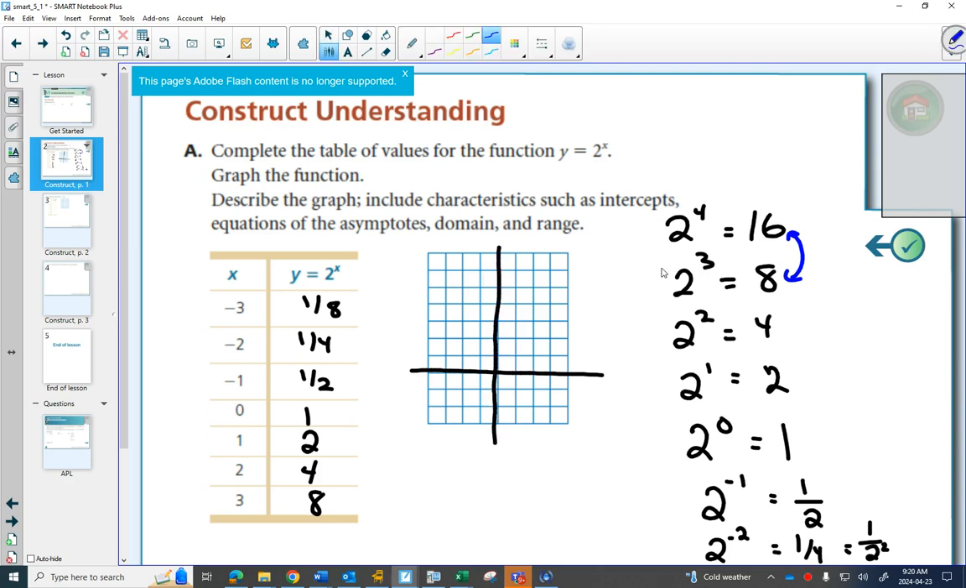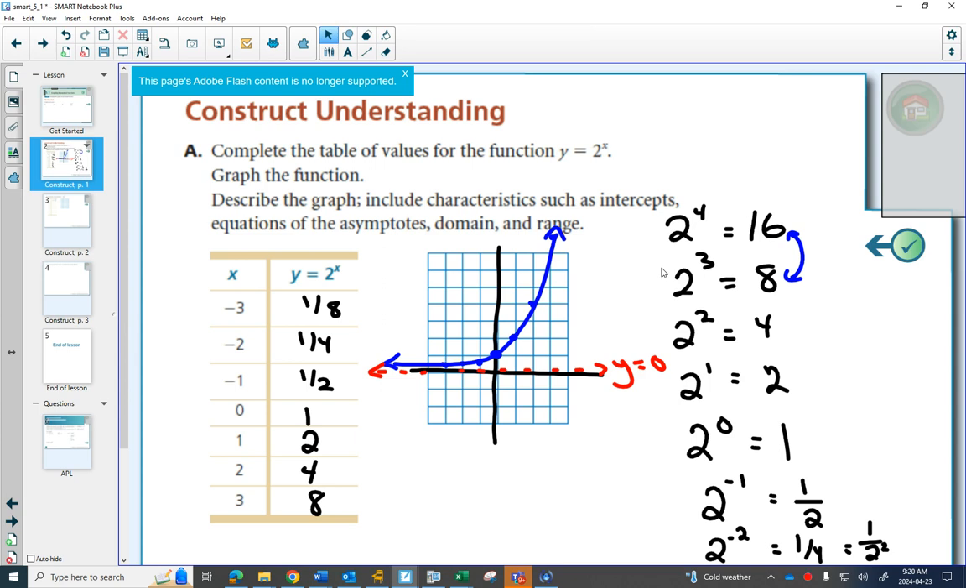If we plot these points, we notice the following. We've got that 0 is 1, 1 is 2, 2 is 4, 3 would be 8, which is up there. This is a half, then a quarter, then an eighth. And we've got a shape that is starting to form. That shape ends up looking like this with a horizontal asymptote at y equals 0.